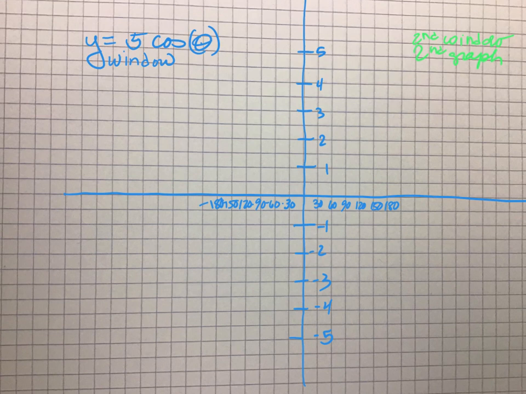So I've got negative 180, negative 5 is right here. And negative 150, negative 4.3 is right here. And then negative 120 is negative 2.5. It's right there. And negative 90 is 0. And negative 60 is 2.5 positive. You follow me? And negative 30 is 4.3.